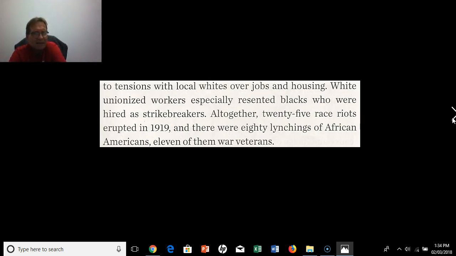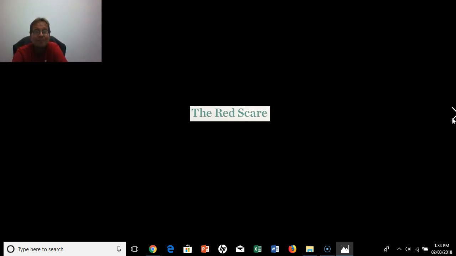And leading to tensions, all of this migration, as we talked about, with local whites over jobs and housing. And white unionized workers especially resented blacks who were hired as strikebreakers. Altogether, there were 25 race riots in 1919 and 80 lynchings of African Americans. 11 of them were war veterans.